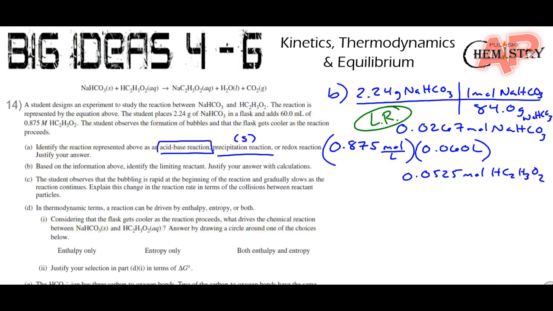All right, letter C. The student observes that the bubbling is rapid at the beginning of the reaction and then gradually slows as the reaction continues. Explain this change in the reaction rate in terms of collisions between reactant particles. Okay, these two have to collide for chemistry to occur, and then eventually when they collide, they are going to make CO2. With all reaction rates, it's the highest in the beginning because we have the most reactants.